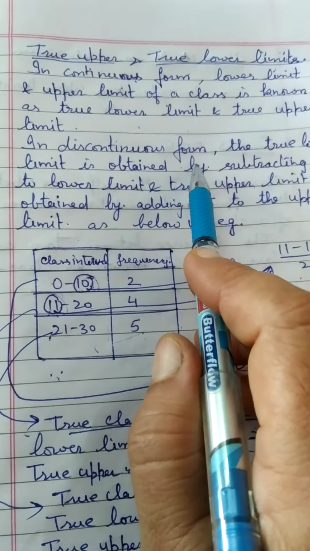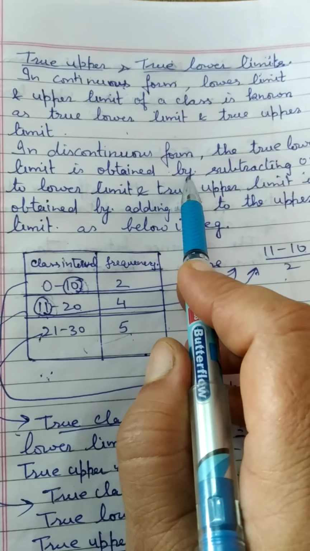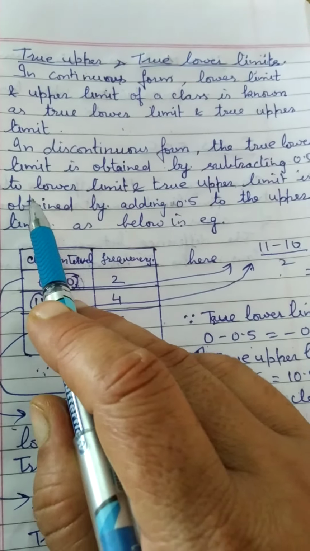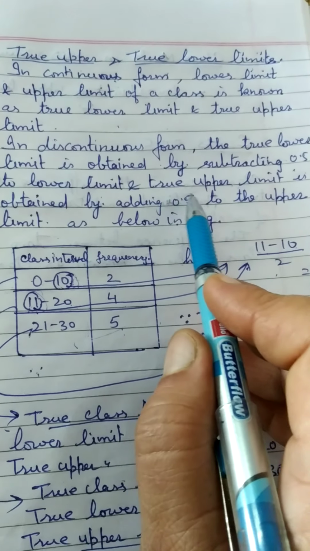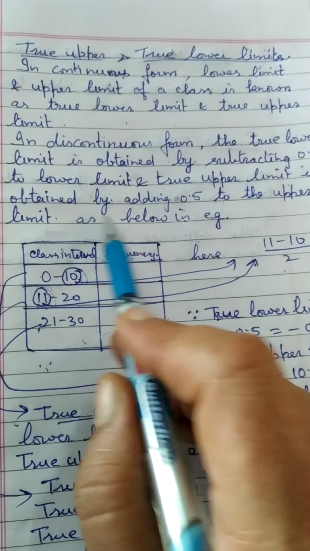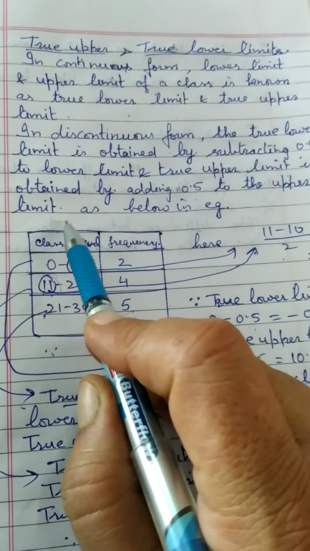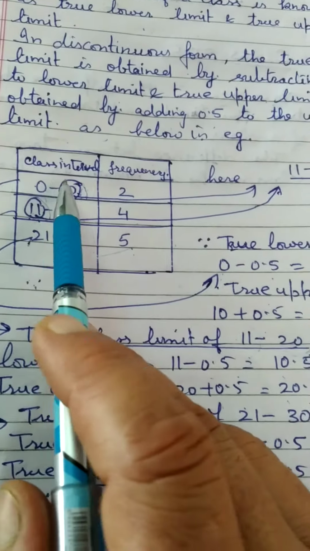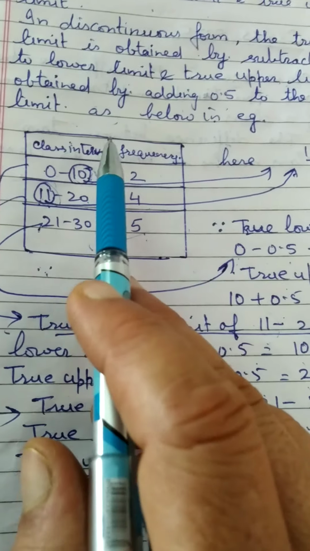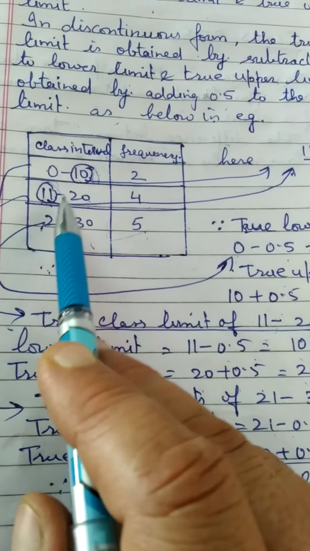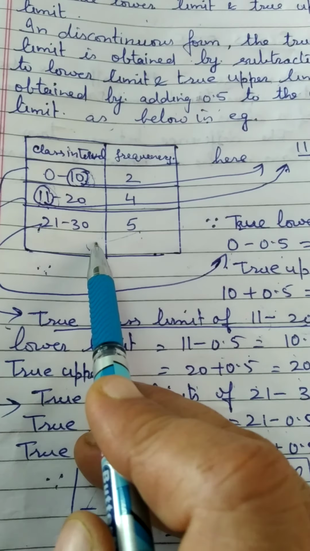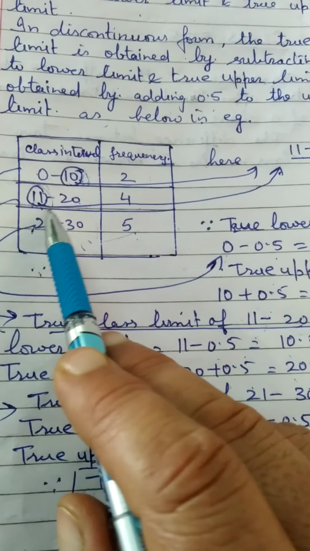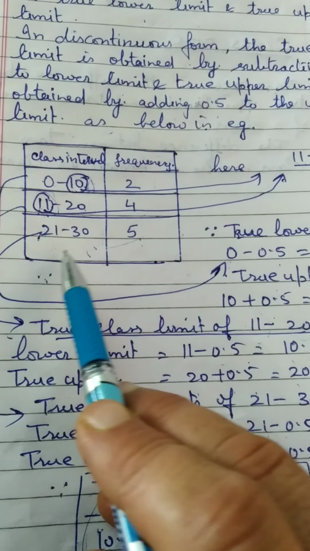Now we come to the discontinuous form. In discontinuous form, the true lower limit is obtained by subtracting 0.5 from the lower limit, and the true upper limit is obtained by adding 0.5 to the upper limit. Why do we do this? It will be clear from this example. See here, we have a discontinuous class interval: 0 to 10, 11 to 20, 21 to 30. Now the frequency for 0 to 10 is 2, for 11 to 20 is 4, then 21 to 30 is 5.